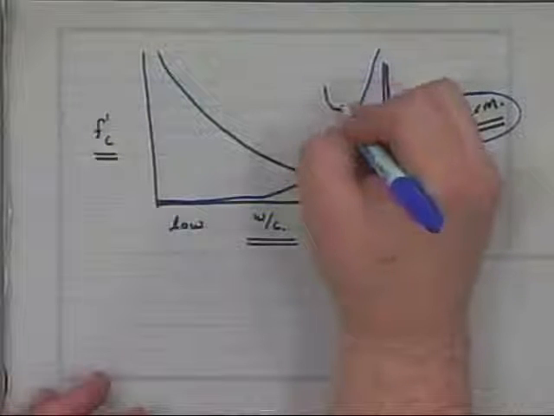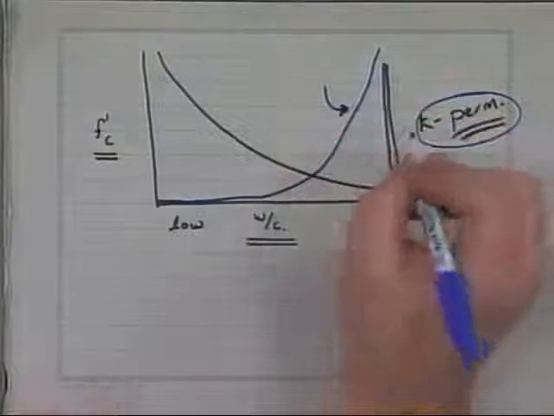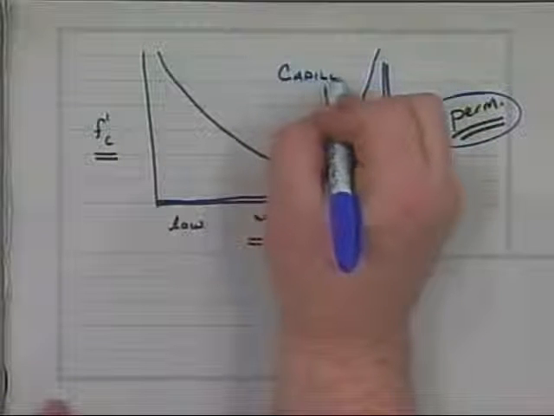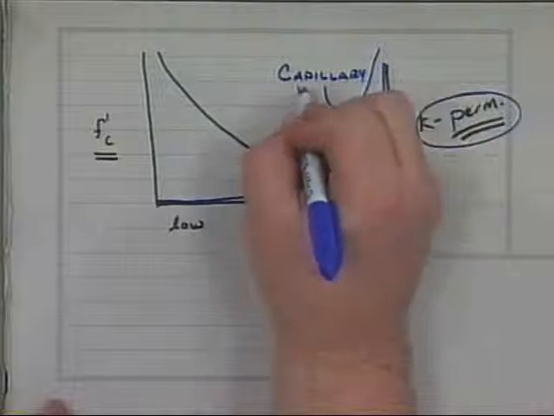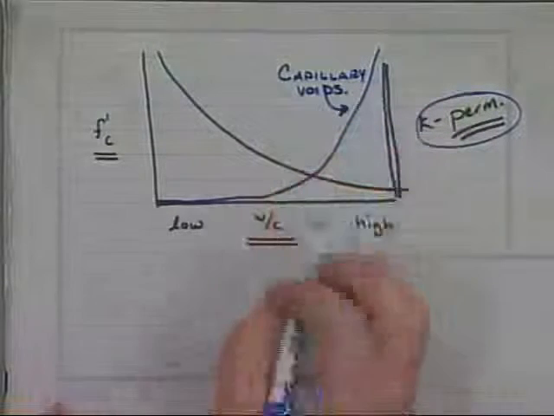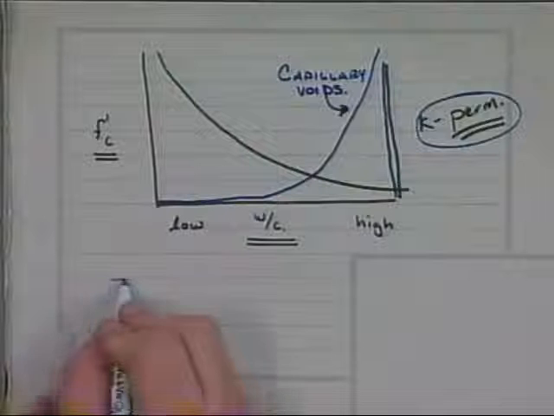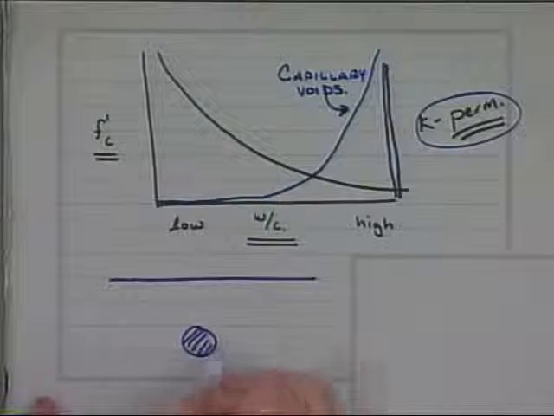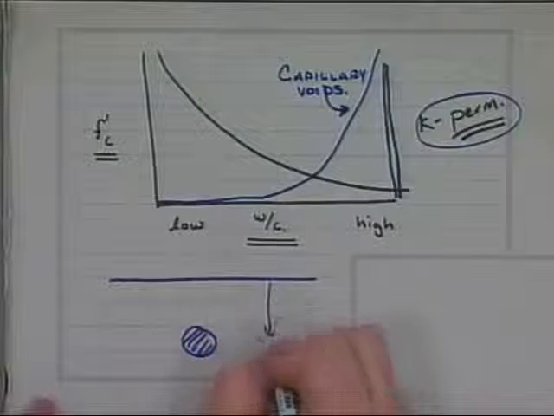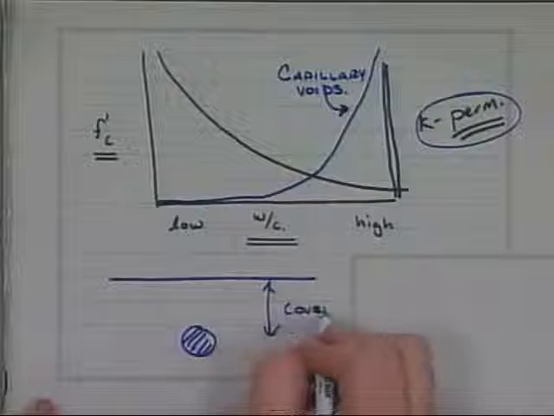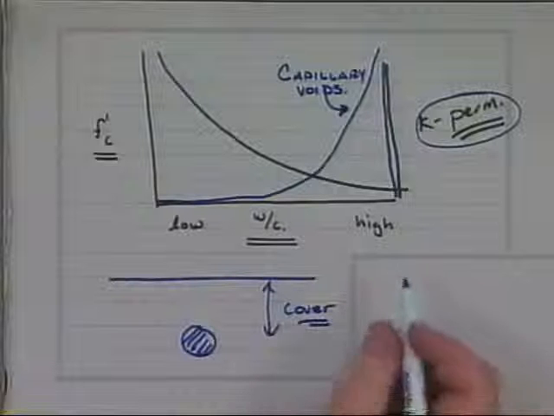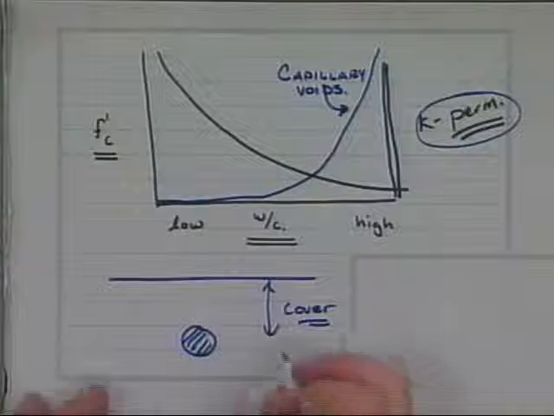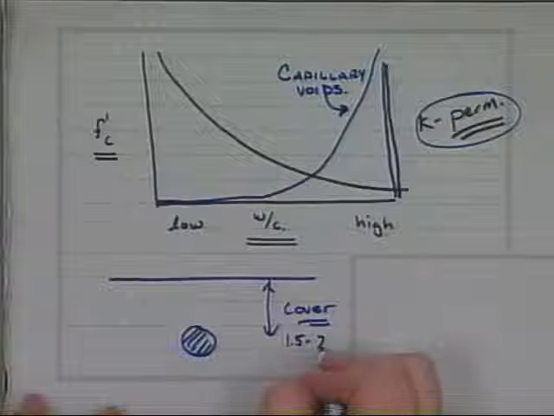The basic idea here is that when you have a much higher water to cement ratio, you have a higher volume of capillary voids or capillary pores. On the surface of our concrete, we'll have our reinforcing steel some distance below, which we typically refer to as our cover distance. Our cover distances in our concrete are typically about 1.5 to 2 inches to 3 inches, somewhere in that range.